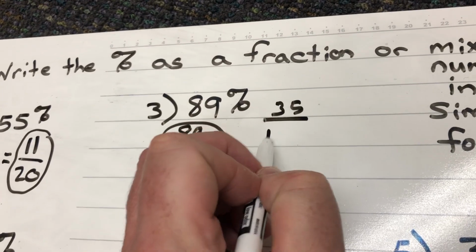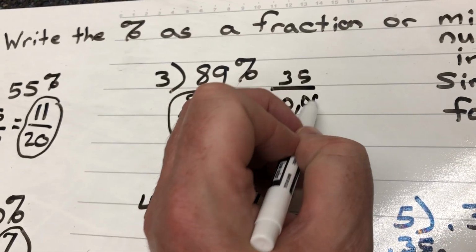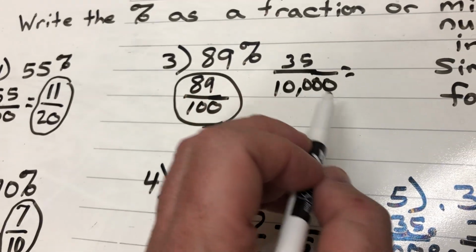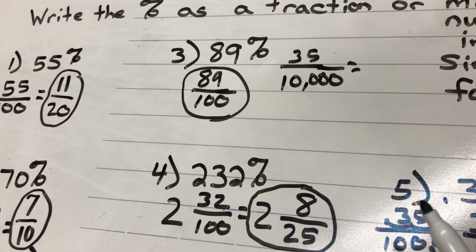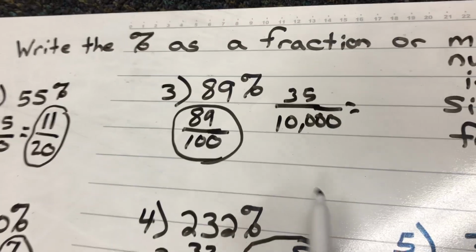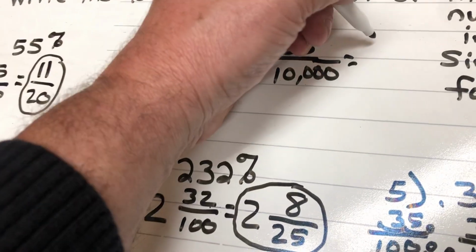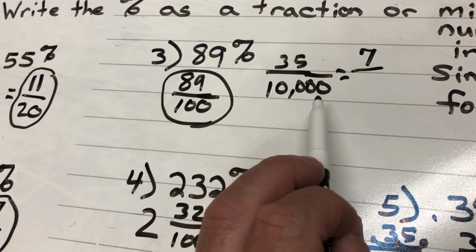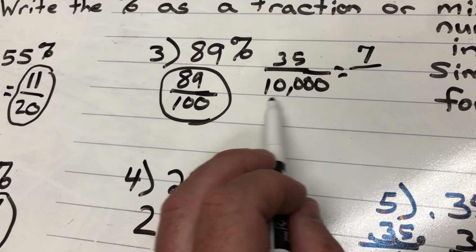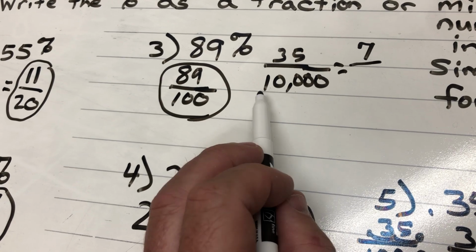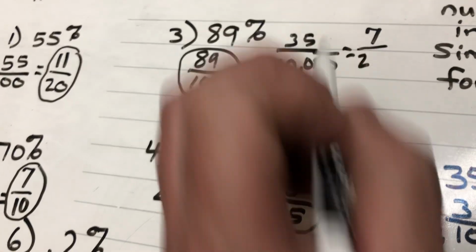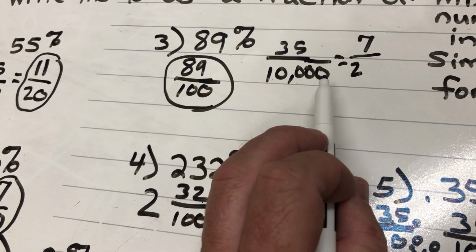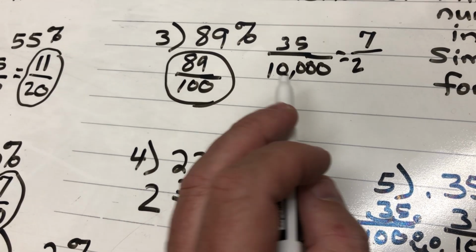35 over 10,000. And I'm thinking, well, this ends in 5, this ends in 0, so they're both divisible by 5. Well, you're right. 35 divided by 5 is 7. And if I were to take 10,000 and divide it by 5, well, I know that if I use my zeros trick, 10 divided by 5 is 2. And then these 3 extra zeros, there's no zeros in 5 to cross off.